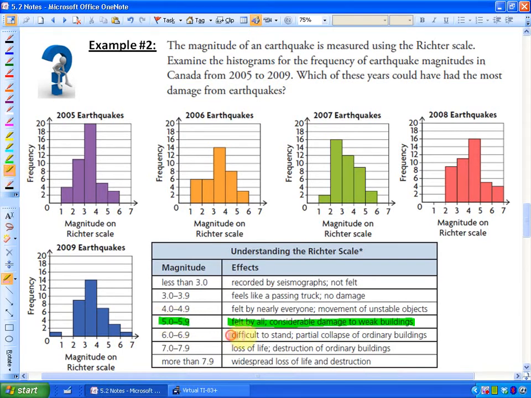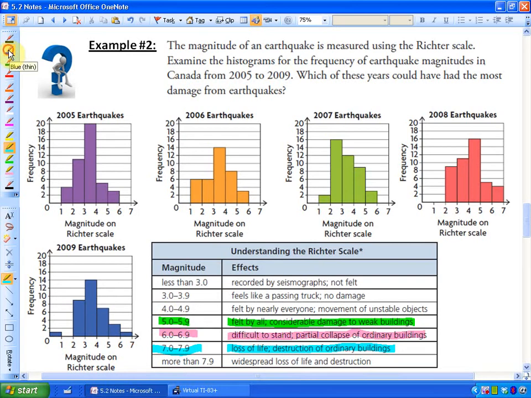When we have between 6 to 6.9, there's partial collapse of ordinary buildings, and as we get higher and higher, you'll see from a 7 to 7.9, we're starting to lose lives. And above that is widespread loss of life and destruction. So we're generally looking for something above 5 on the Richter scale.